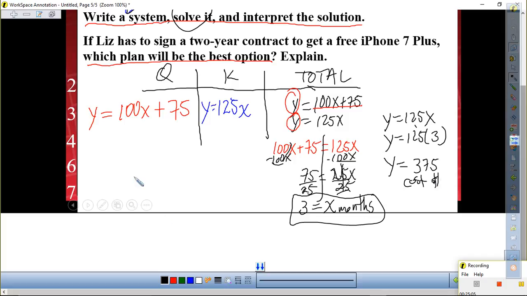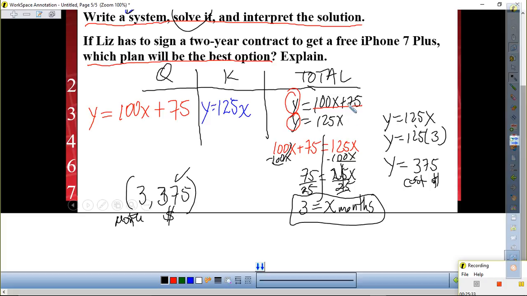So what is our solution? 3, comma, 375. Let's interpret this. What does the 3 mean? Month. And the 375? Monies. So what does this mean, though? In 3 months, both of them cost the same, which is how much? 375. So therefore, what would we need to do in order for Liz to know which plan to go with?